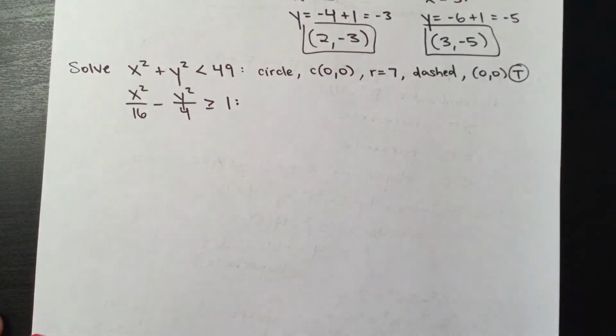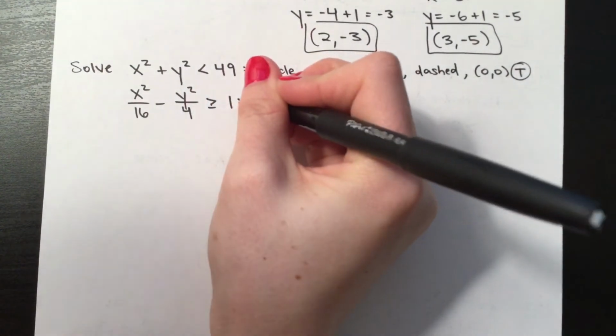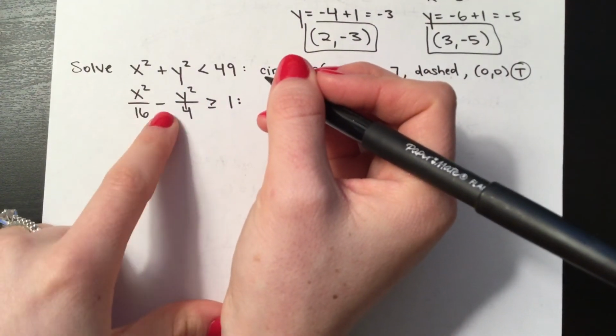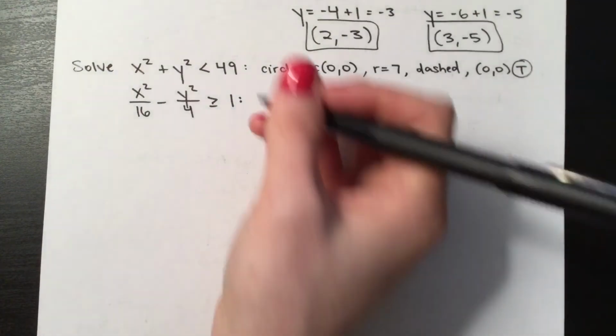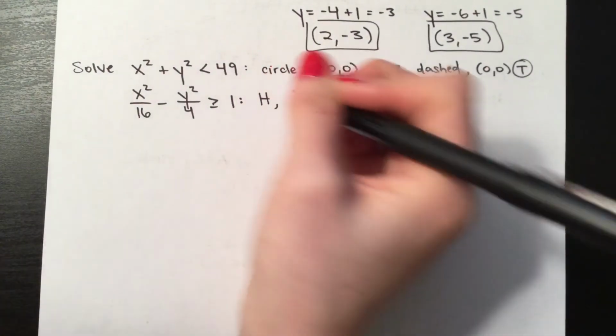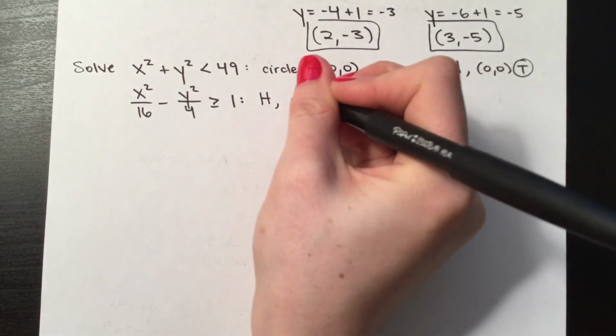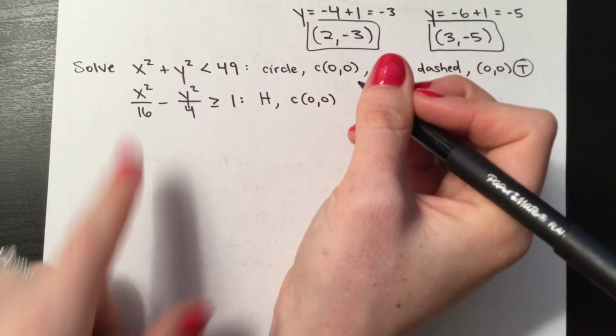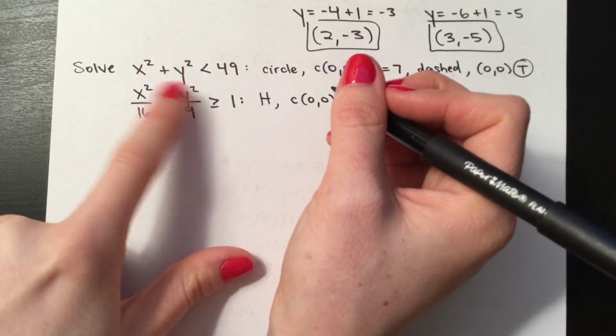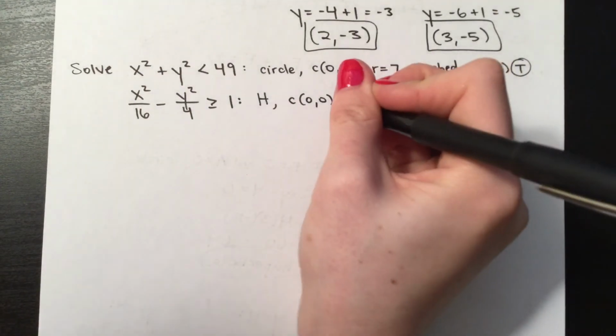So let's do all the same stuff for this. This is going to be a hyperbola because I have x squared minus y squared. So the subtraction makes it a hyperbola. So I'm just going to write h for hyperbola. This one is also centered at the origin, 0, 0. That's because I don't have parentheses with my x or with my y.